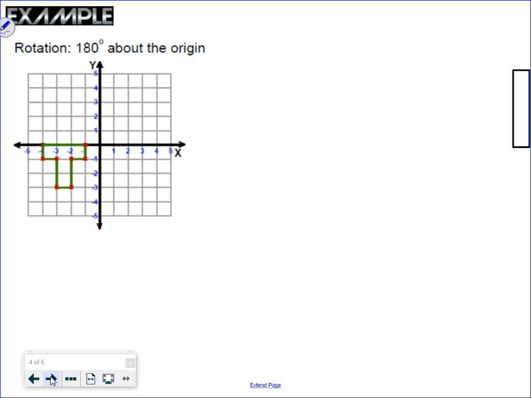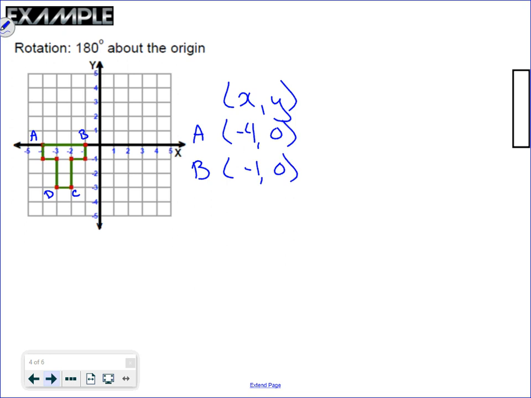In this next example, we want to rotate this T shape 180 degrees about the origin. So I'm just going to use 4 points, and I'm going to label each of these points. A right now is at negative 4, 0. B is at negative 1, 0. C is negative 2, negative 3. And D is at negative 3, negative 3.